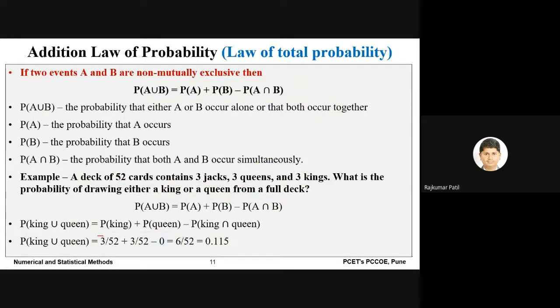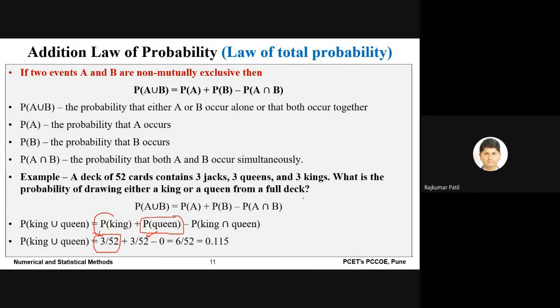There are 3 kings out of 52 cards. So probability of getting king is 3 by 52. There are 3 queens in the deck out of 52 cards. So probability of getting queen is 3 by 52.